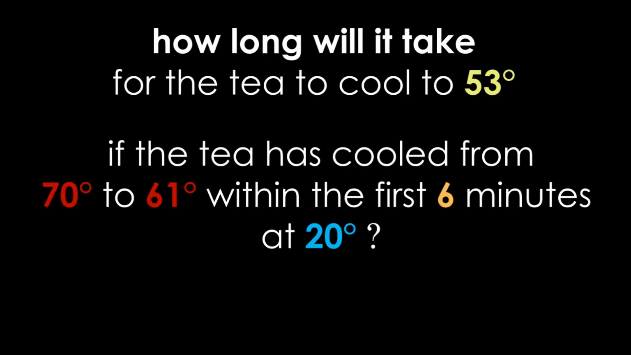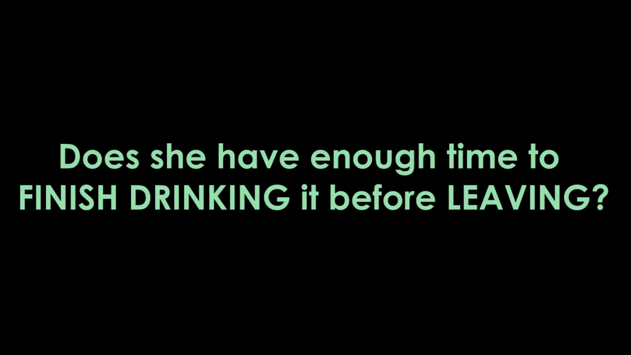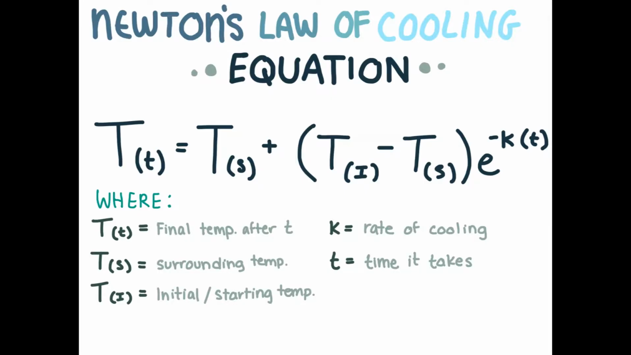minutes to drink it, how long will it take for the tea to cool to 53 degrees if the tea has cooled from 70 degrees to 61 degrees within the first 6 minutes in the kitchen, which is at 20 degrees? Does she have enough time to finish drinking it before leaving? So in order to solve this problem, we have to use Newton's law of cooling.